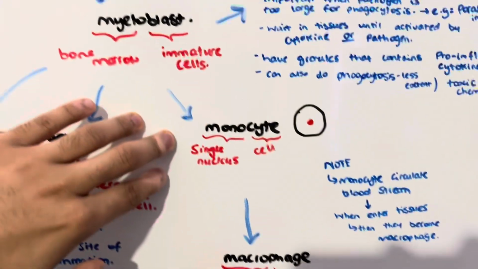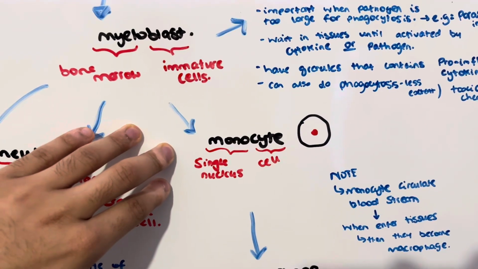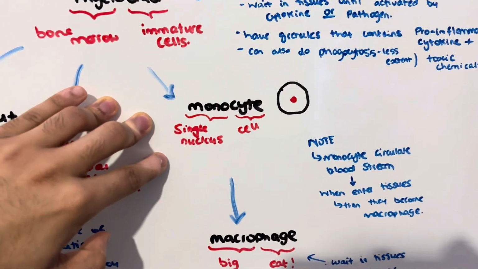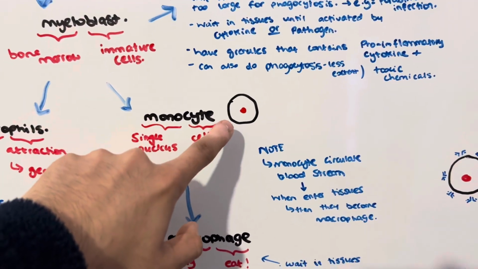Monocytes. So mono means single, and this is referring to our single nucleus cell. Now you can see there's one nucleus.